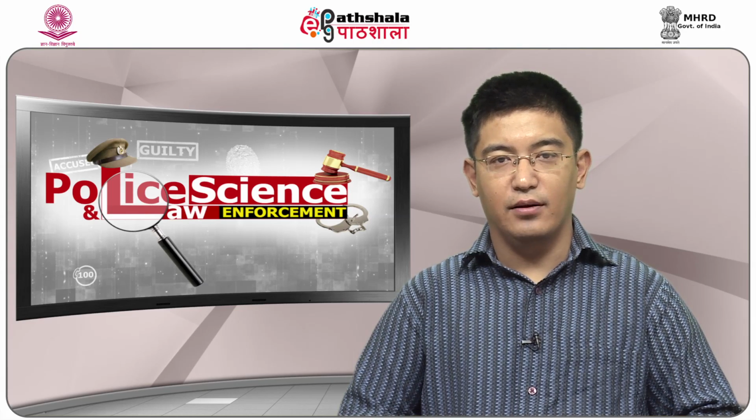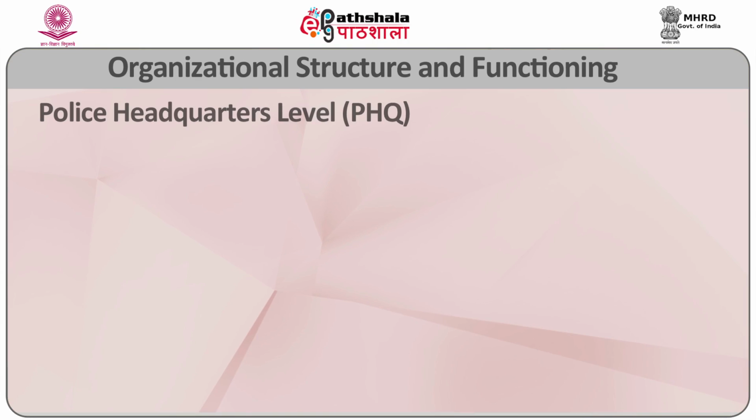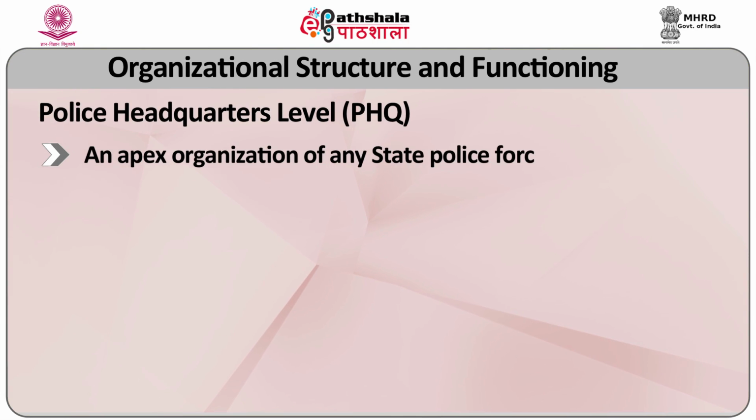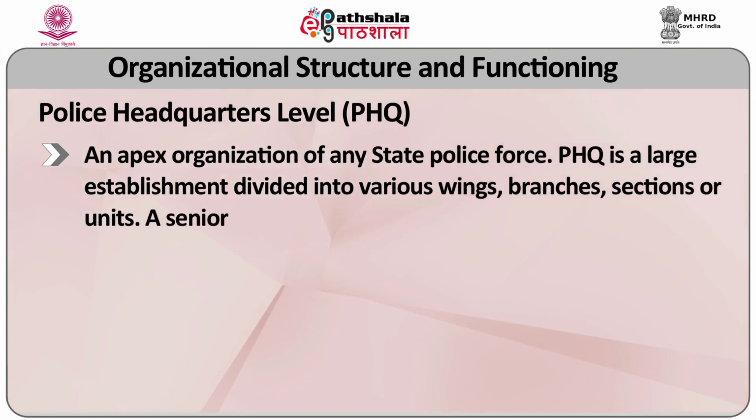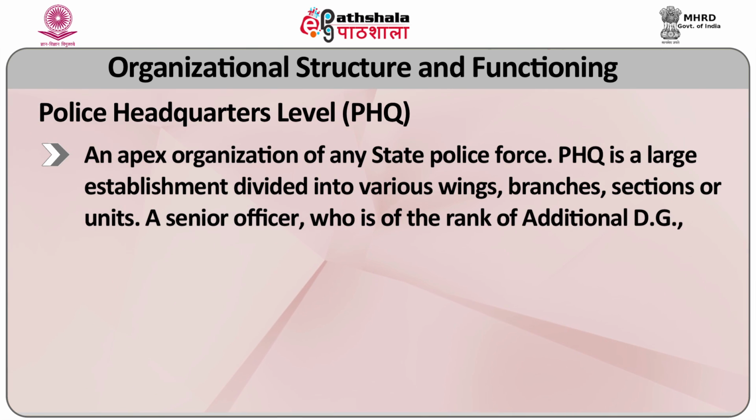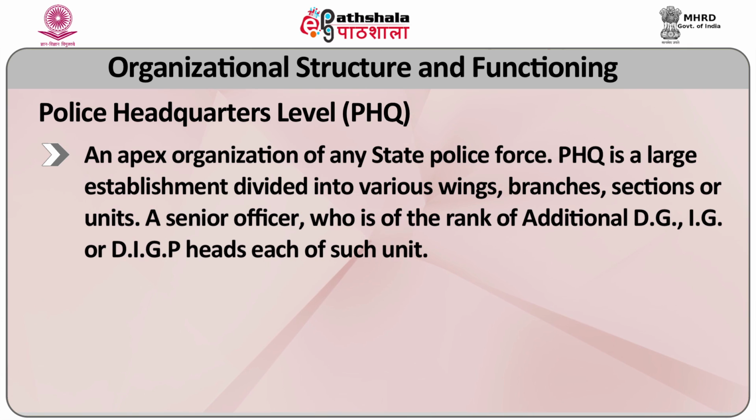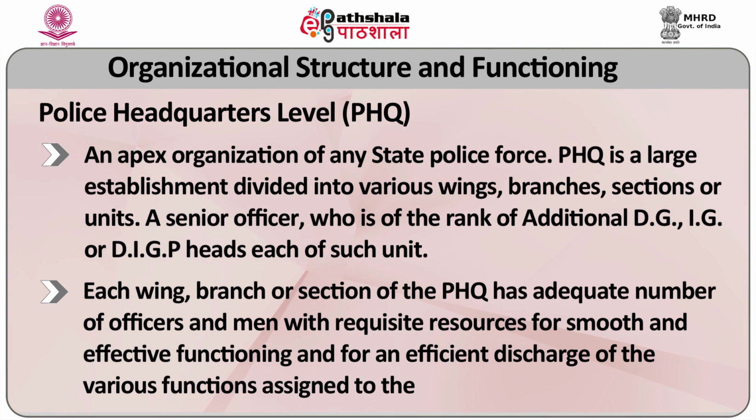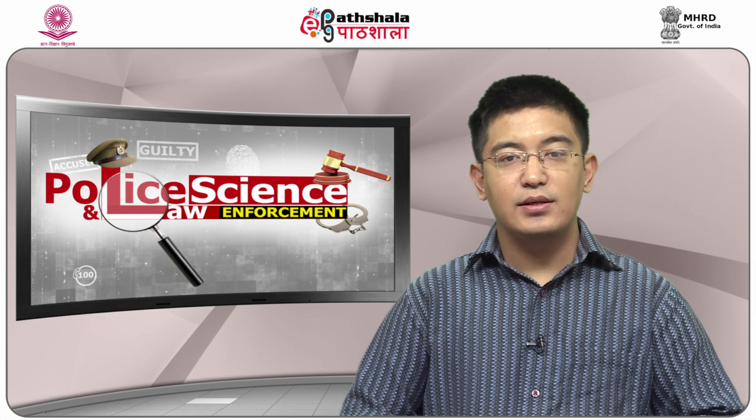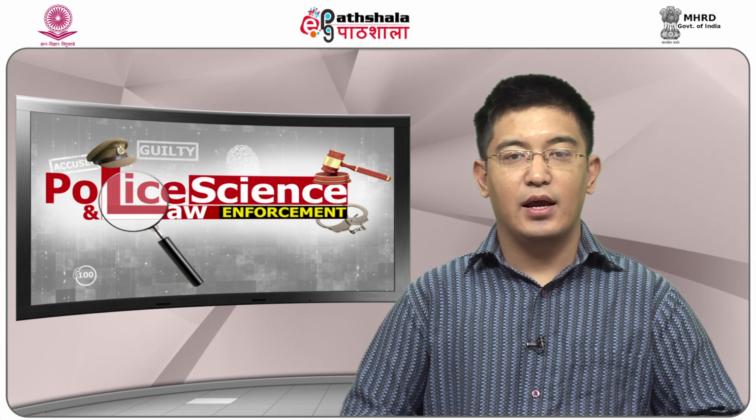At police headquarters level, police headquarters, popularly known as PHQ, is an apex organization of any state police force. PHQ is a large establishment divided into various wings, branches, sections or units. A senior officer of the rank of additional DGP, IG or DIG heads each of such units. Each wing, branch or section of the PHQ has an adequate number of officers and men with requisite resources for smooth and effective functioning and for an efficient discharge of the various functions assigned to the specific units, branches, wings, sections or departments of police headquarters.